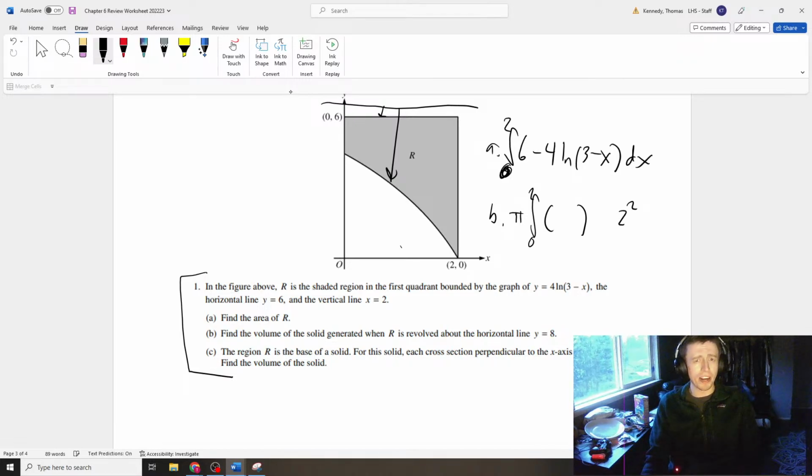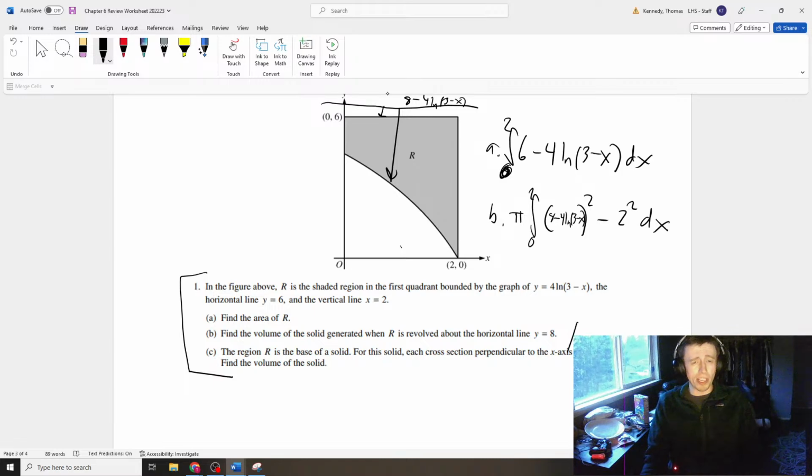But my big R is a bit of a pain because it's going to be 8, the line I'm revolving around, minus the height of the curve, or ln x. So that's what I got to plug in here, 8 minus 4 ln of x, and that's what's squared, minus 2 squared dx. And again, y equals 8 is parallel to y equals 0, or the x-axis, so we use x to solve that question.